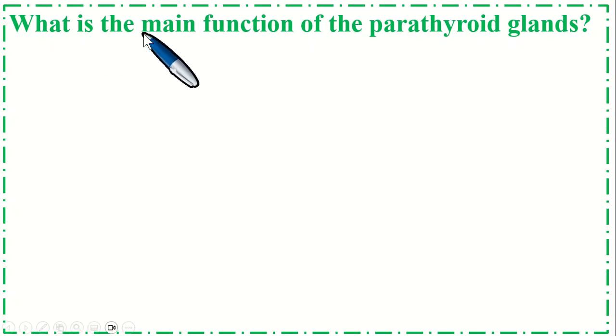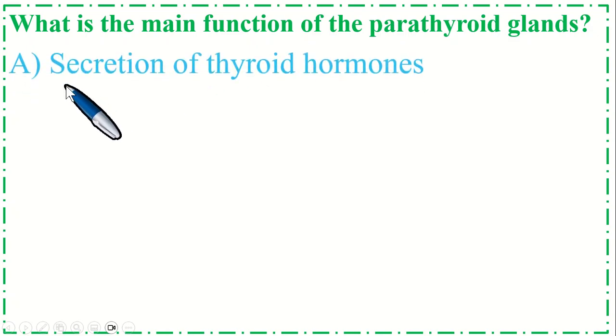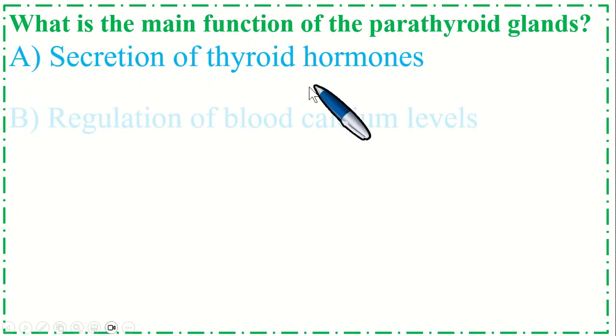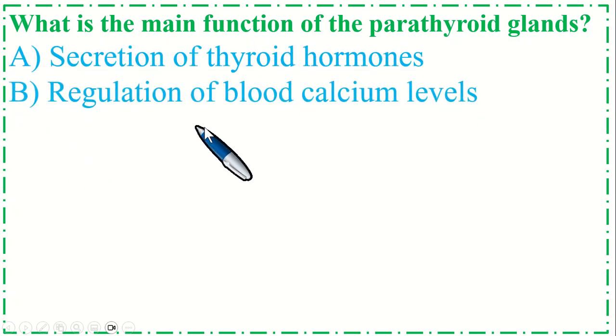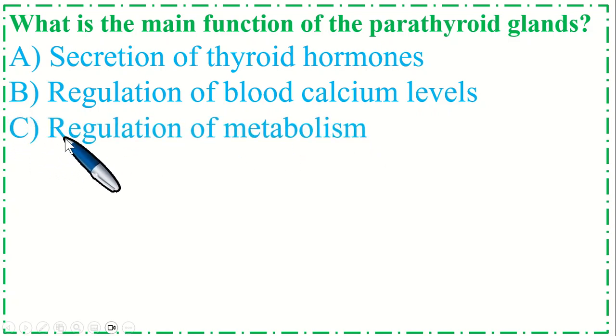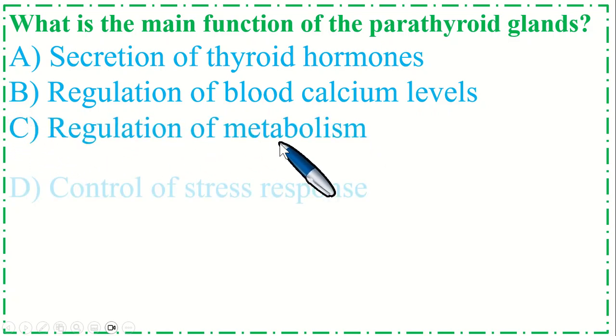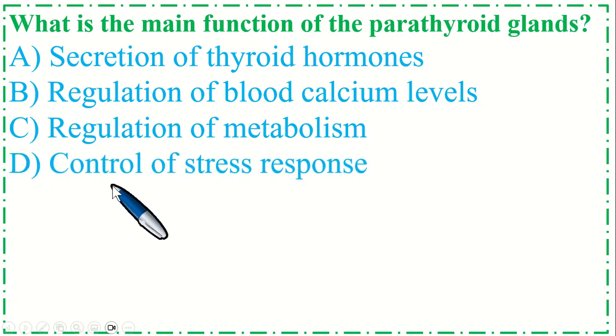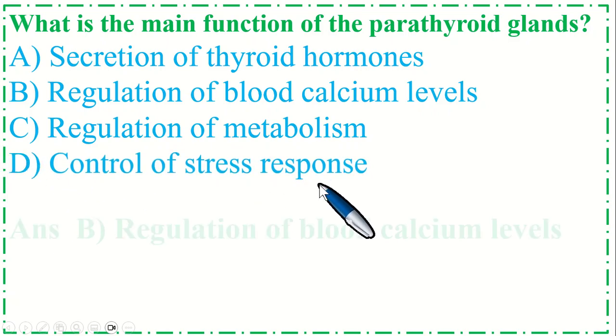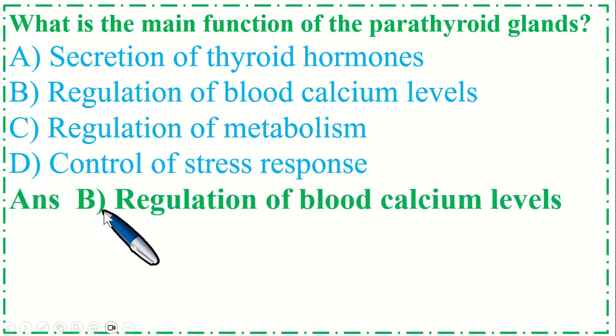What is the main function of the parathyroid glands? Option A, secretion of thyroid hormone. B, regulation of blood calcium level. Option C, regulation of metabolism. And option D, control of stress response. So the correct option is B, regulation of blood calcium level.